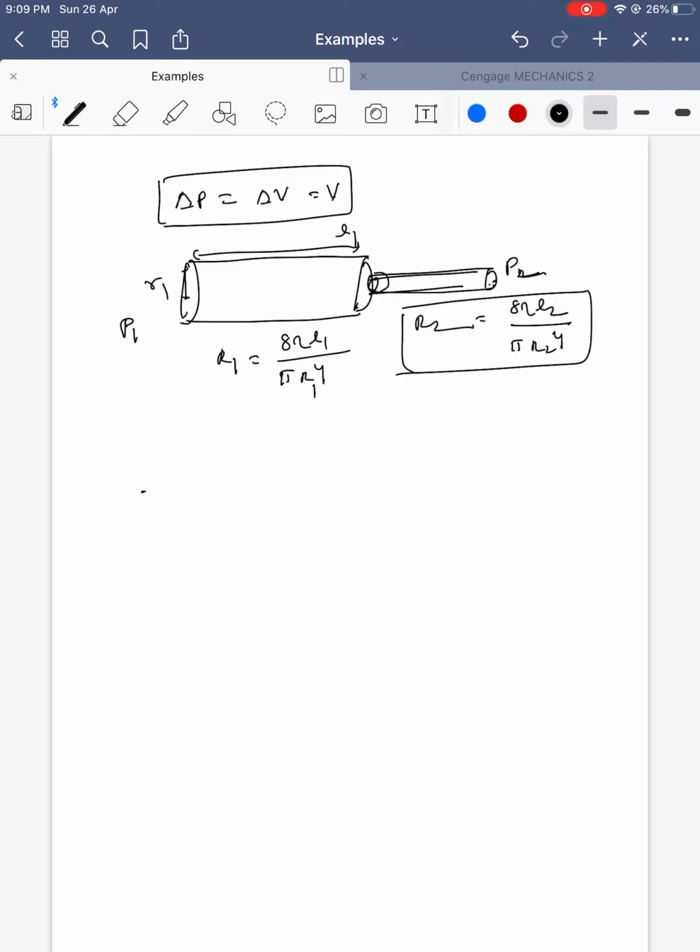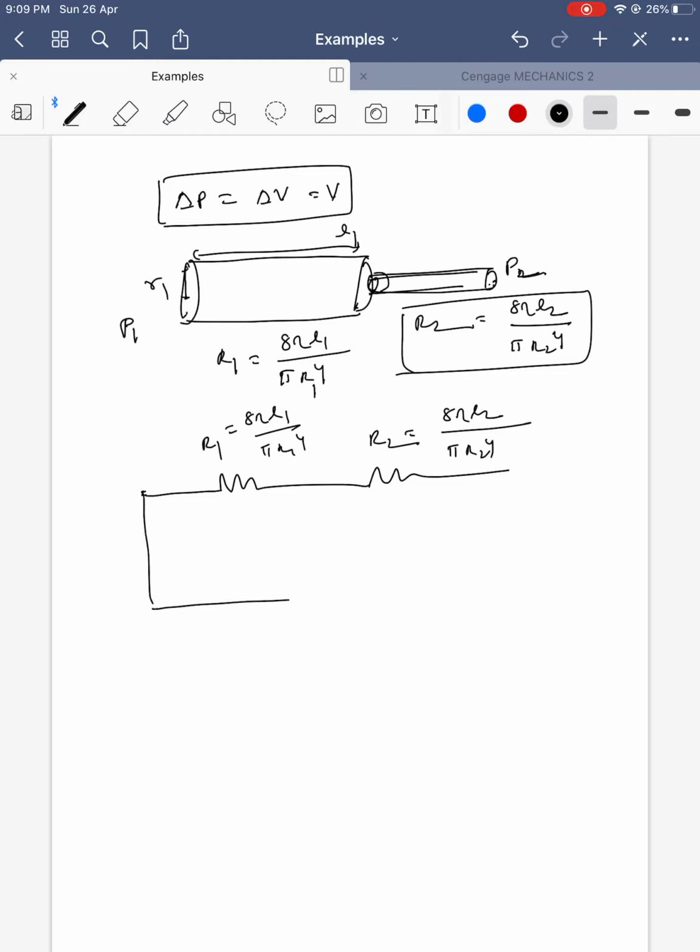Listen to this part carefully. This is the essence of what we discussed in the electrical part. Now draw the diagram again. Two resistors are there. R1 is 8 nu L1 by pi R1 power 4, and R2 is equal to 8 nu L2 by pi R2 power 4. They are connected to a voltage. Delta V is nothing but P1 minus P2, because it is across the ends.